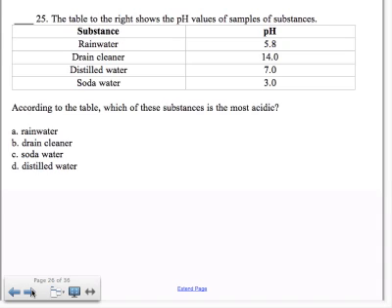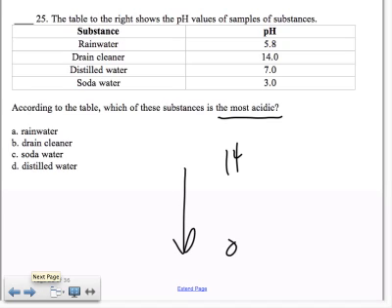All right, so here's some pH values, similar type of question. Which is the most acidic? Well, the most acidic would be the lowest number. Remember the 0 to 14, acid is 0. So the closer to 0, the more acidic. 3.0 is the lowest number we have here, so that's going to be choice C for soda water.